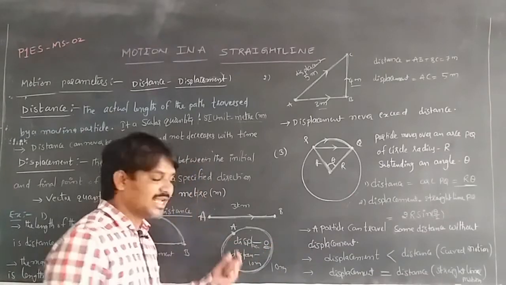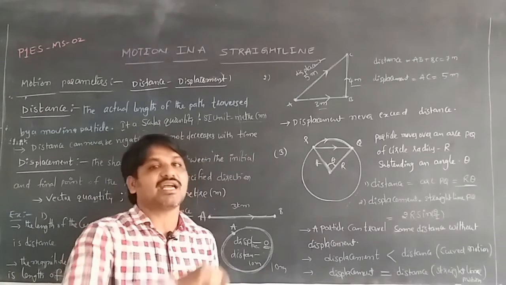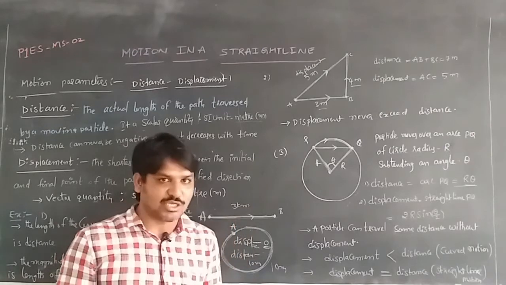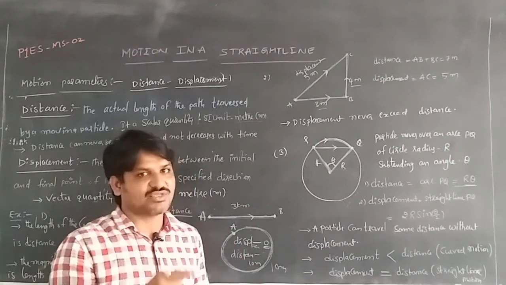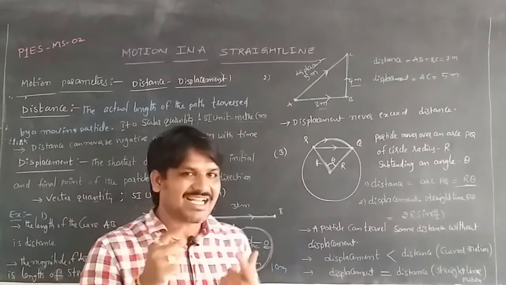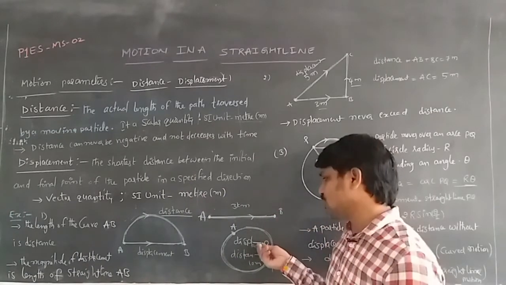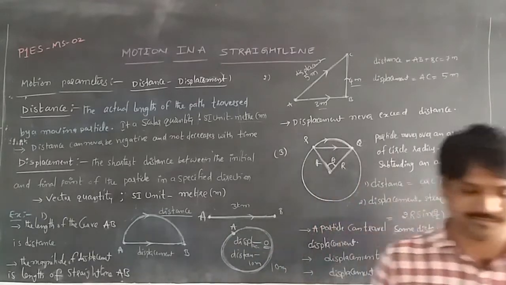Wherever the body or particle travels, starting from the initial point and returning to the initial point after traveling some distance, the displacement will be 0, and the distance will be the total length of the path traveled. Generally we can say that a particle can travel some distance without displacement.